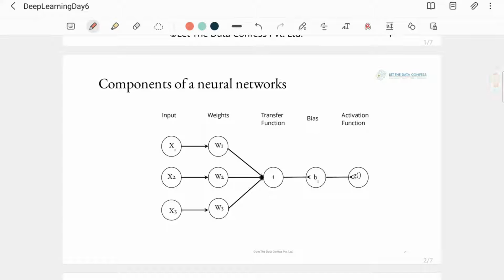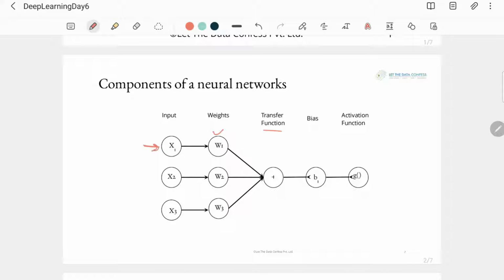First, let's see the components of a neural network. If you remember from the last session, we had discussed how we take the inputs, then their weights, and after that we apply some threshold, and then we get the output. So basically you can take it like that.